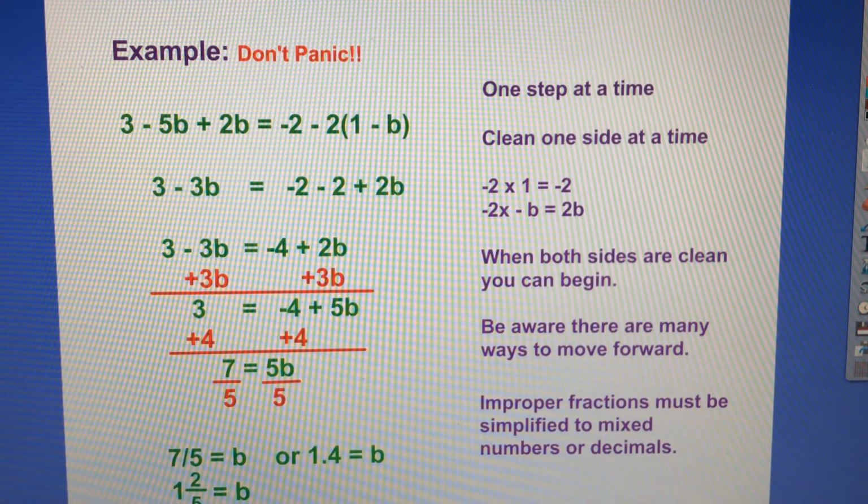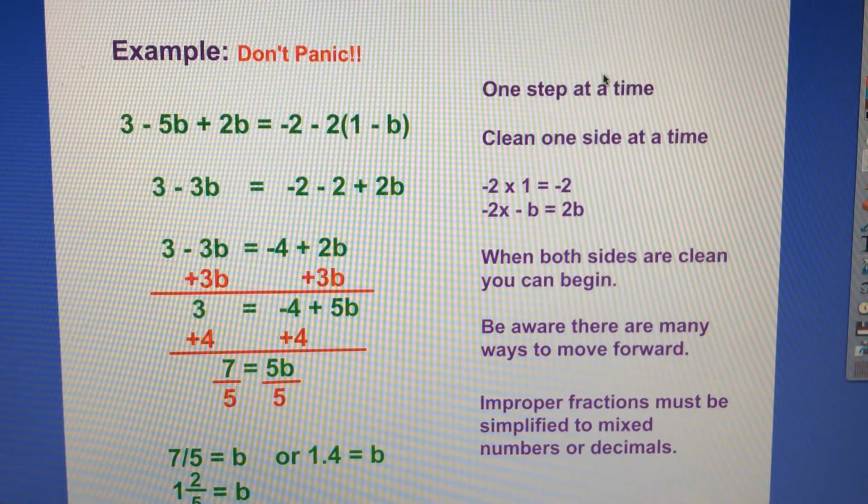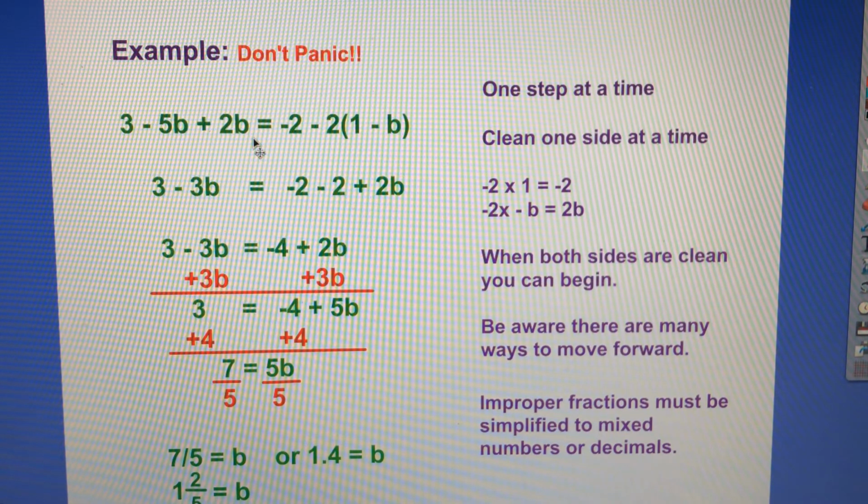Now, this was one of my favorites. You all saw this before in class. Do not panic, but this is fun. You look at one side at a time. So I have 3 minus 5b plus 2b. I have 2 like terms. A negative 5b and a positive 2b makes a negative 3b. Bring down my constant. My left side is done.